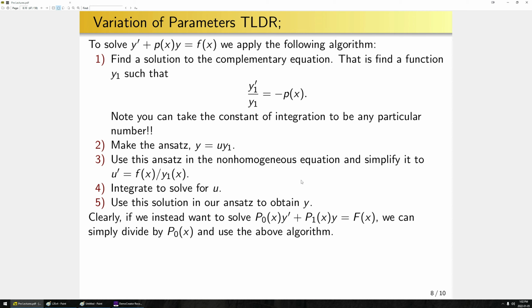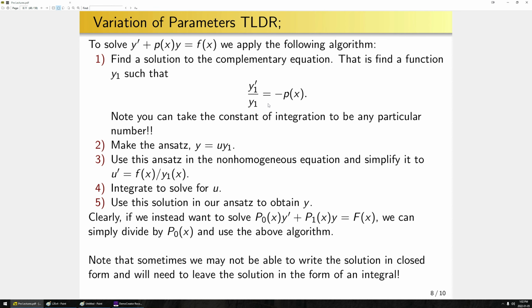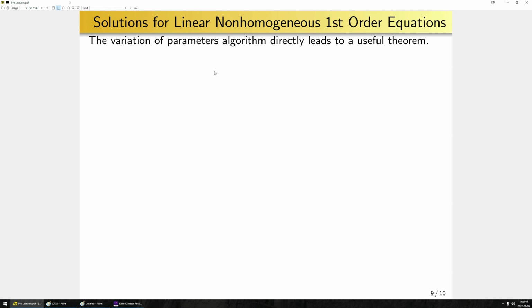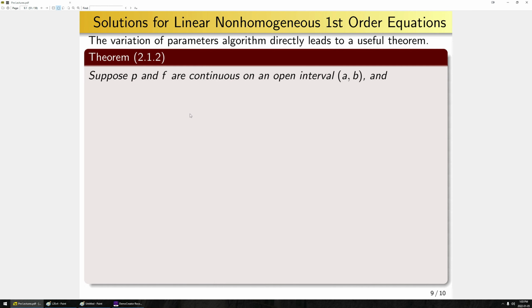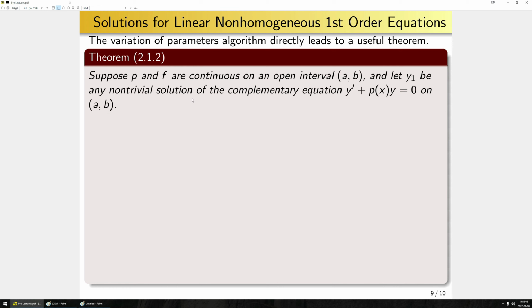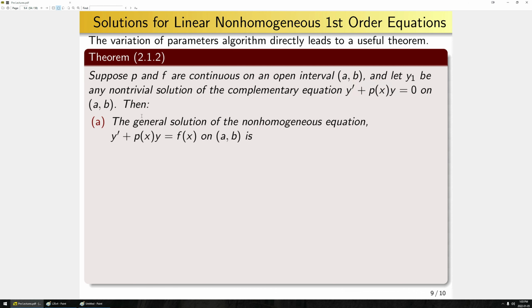We can do the same thing with this algorithm here. So for the final thing for this lecture, let's turn this algorithm into a theorem and skip over the proof of it. The variation of parameters algorithm directly leads to this useful theorem. Suppose P and F are continuous functions on some open interval from A to B, and let y1 be any non-trivial solution to the complementary equation on this interval. Then we can say two things. One, the general solution of the non-homogeneous equation on this interval can simply be found by this expression here.